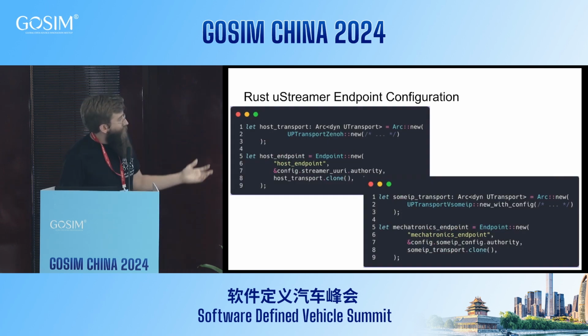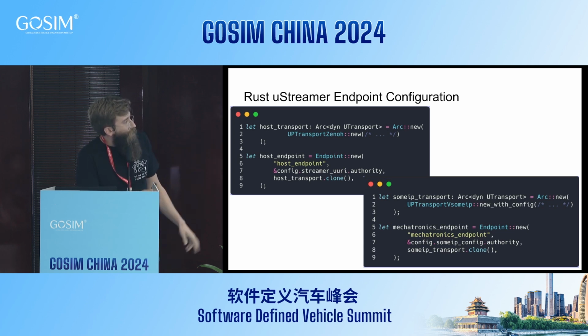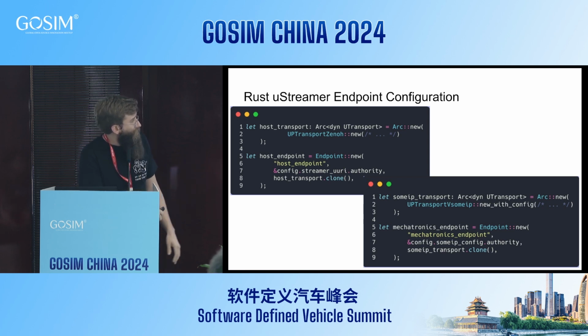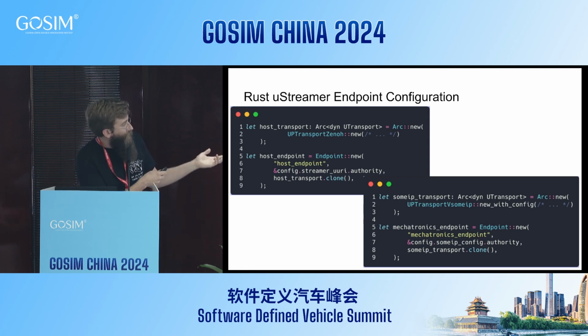So this here is, again, just showing a little bit of the setup where you can create these two Arcdyne transports here. So these trait objects, so anything that implements uTransport, and then be able to make endpoints out of them.